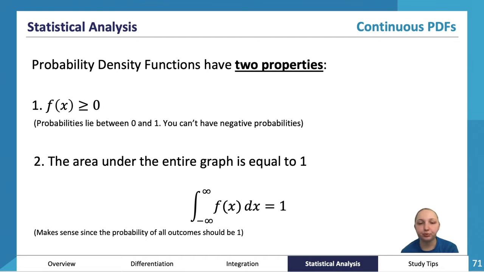which is 1. The other thing to consider with probability density functions is that the area under the entire graph is equal to 1. So if we were to find the area between infinity and negative infinity, the integral of f of x relative to x will equal 1. Now this does make sense because the probability of all outcomes should be 1, okay? Even though there is an infinite number of outcomes, theoretically, if you added all of them up, it's certain that at least one of them would happen, so the area has to equal 1.